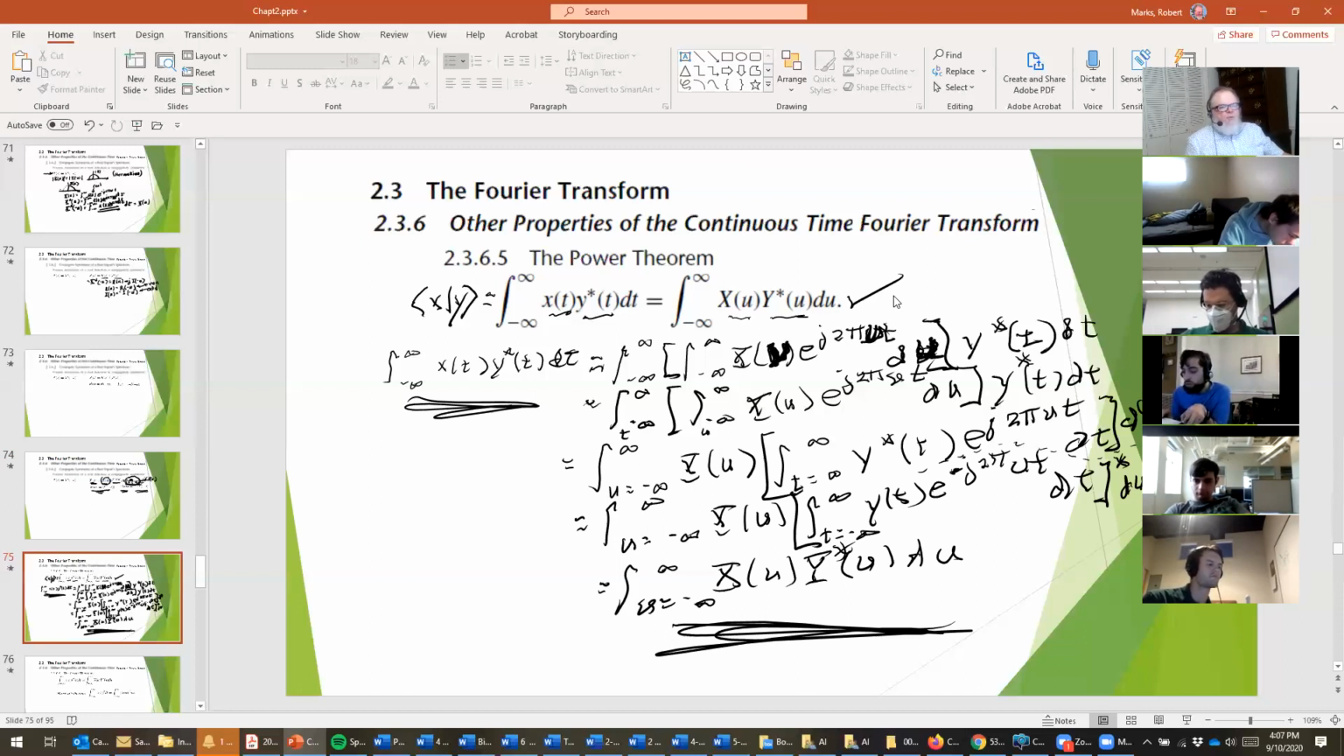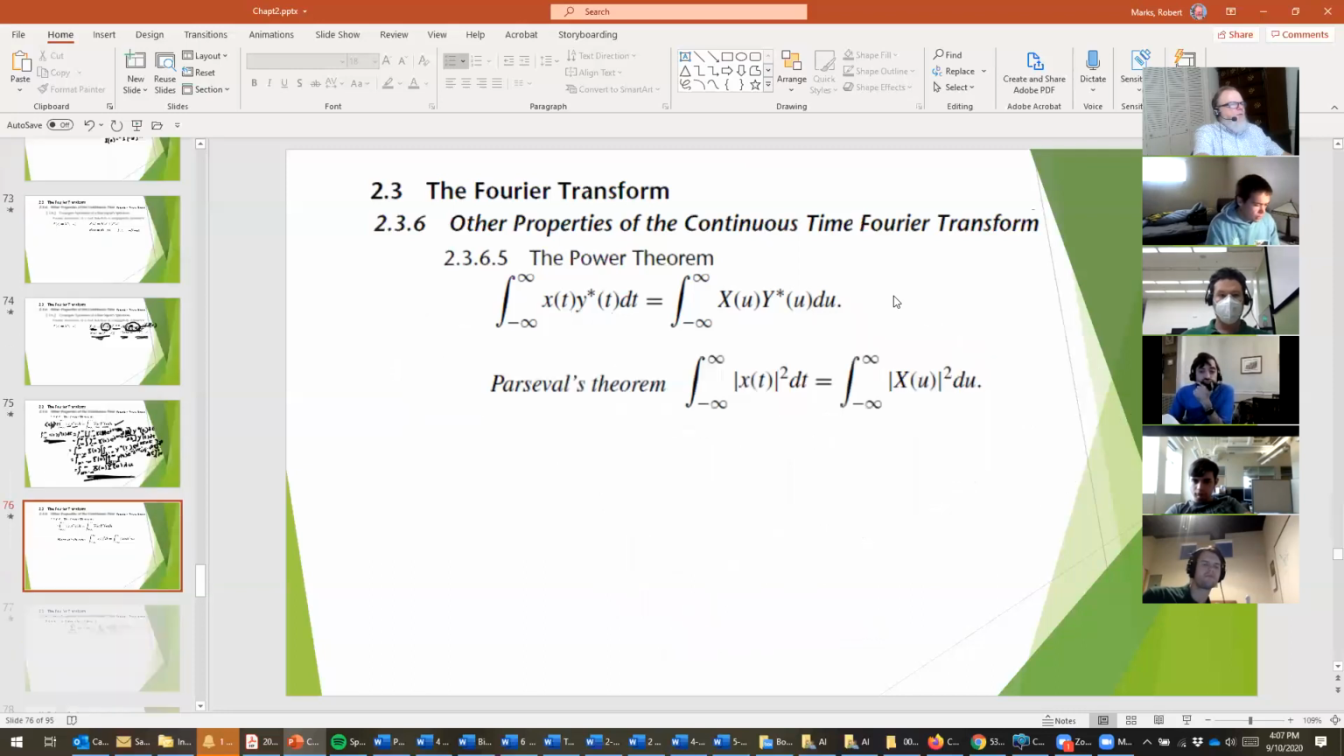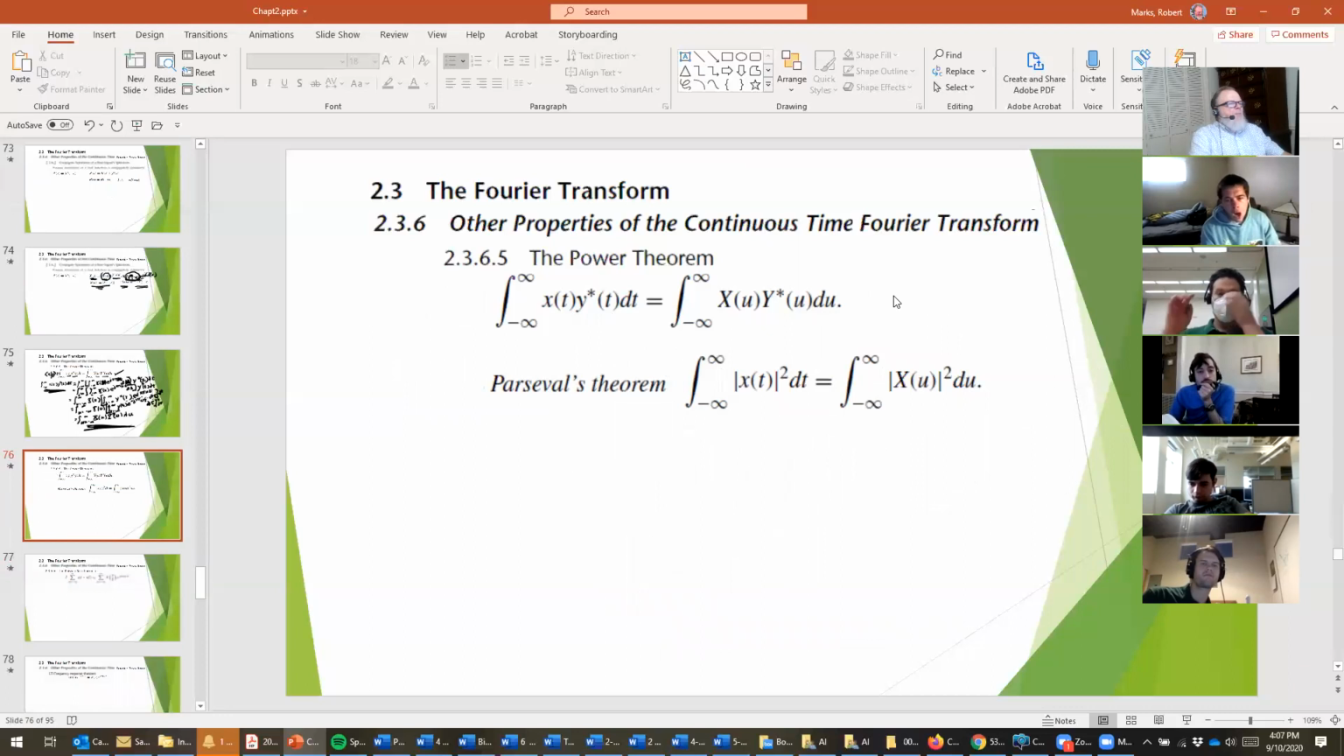Any questions? We're going full steam ahead here. Okay. Hearing none, let's go on to a special case of the Power Theorem that we use all the time, and this is incredible. And that's Parseval's theorem. We've already seen Parseval's theorem. Parseval has a bunch of manifestations of his theorem. It relates the energy in one domain versus the energy in another domain.